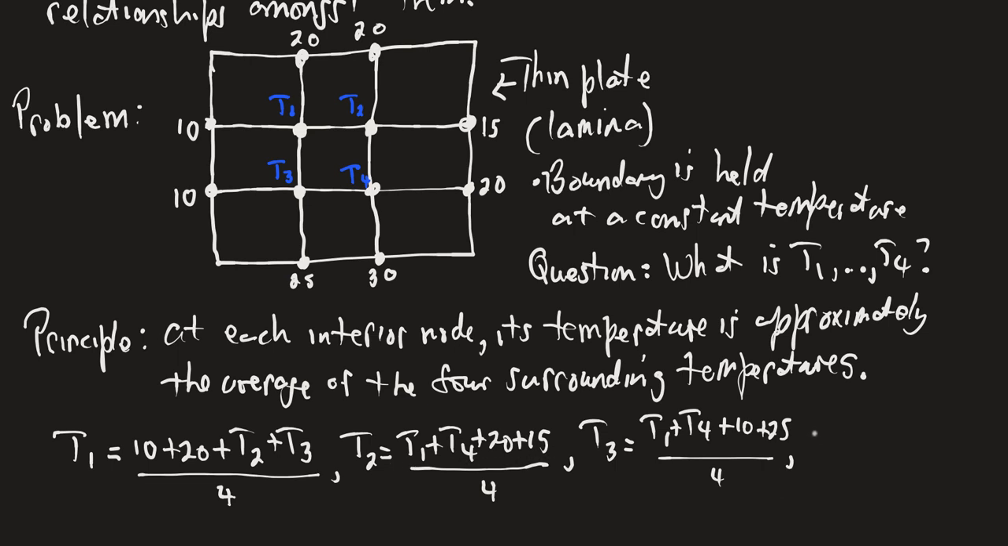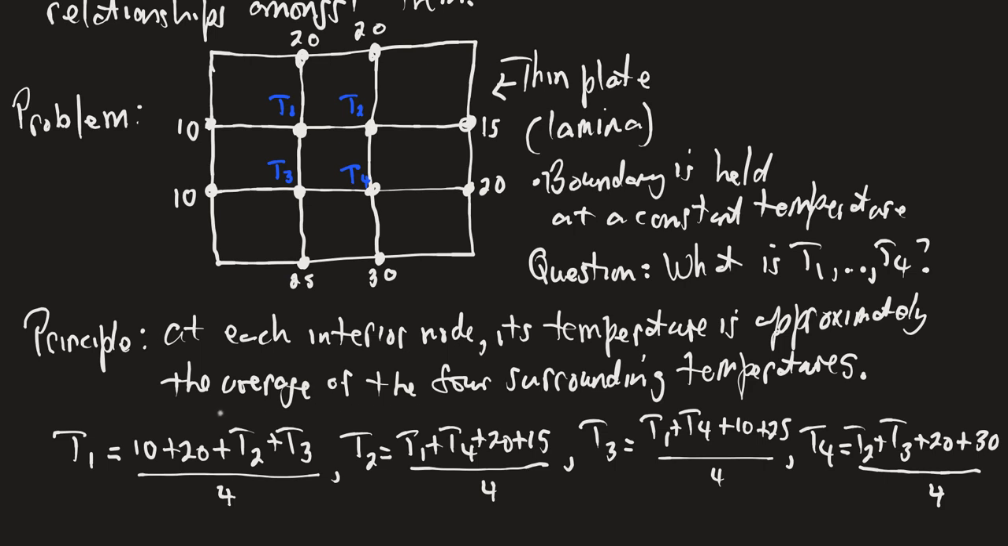And then finally T4. So let's see, what's the expression for T4? So we're going to sum up T2, T3, 20, and 30. So T2 plus T3 plus 20 plus 30 all over 4. And that gives us the average, which is going to be approximately equal to T4. So these are the 4 linear equations that we need, right? 4 equations, 4 unknowns. Let's continue working through it.